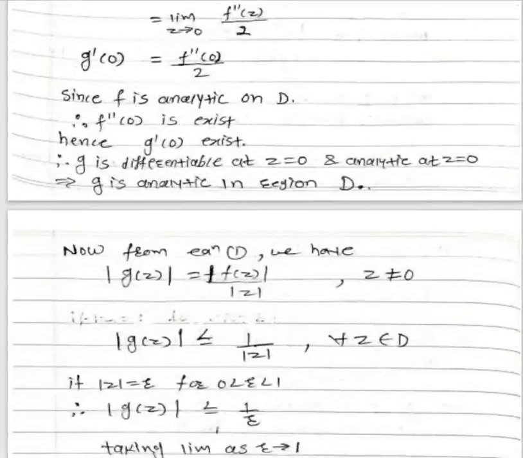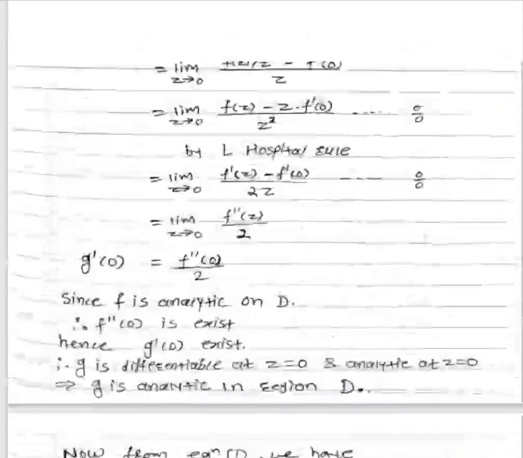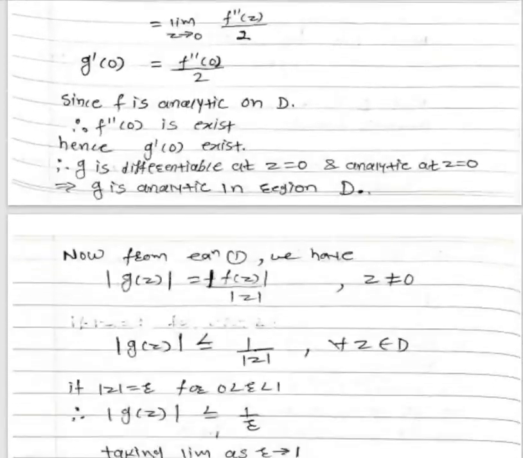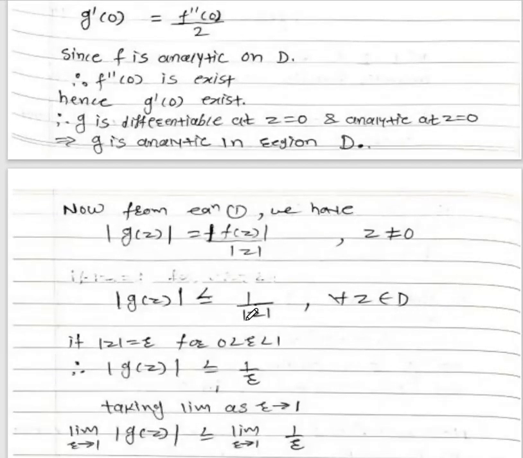Now we will show the next part. From equation number 1 we can write mod g of z equal to mod f of z upon z, taking the mod of equation number 1 for z not equal to 0. What is mod f of z? We have been given in part A that mod f of z is less than or equal to 1. So using this we get mod g of z less than or equal to 1 upon mod z for every z belongs to D.